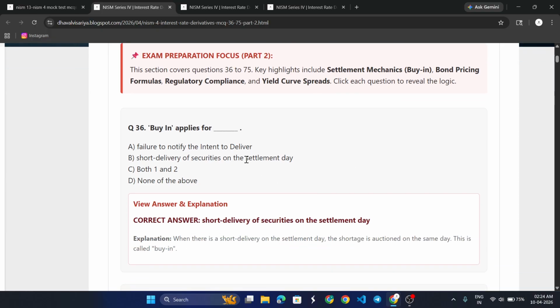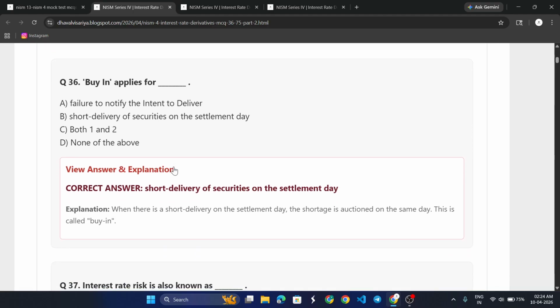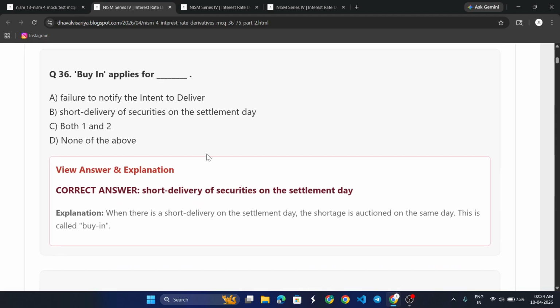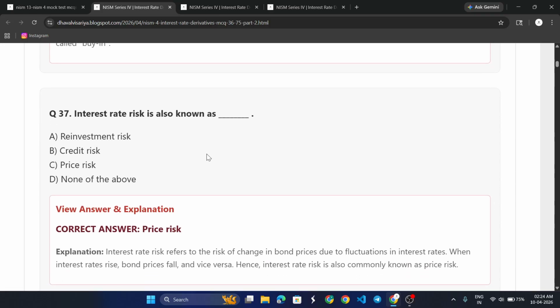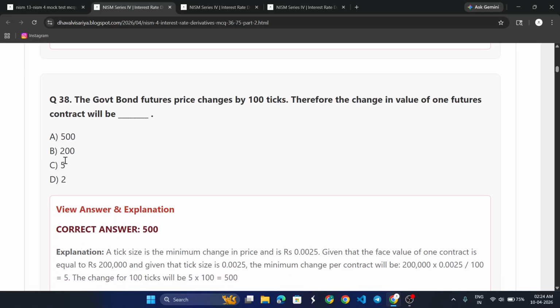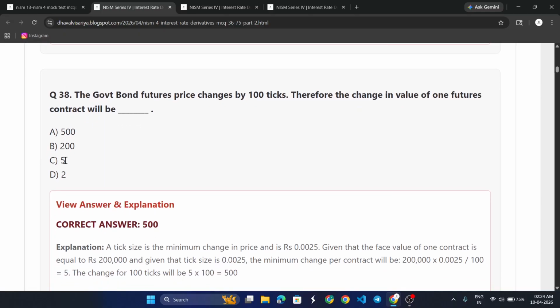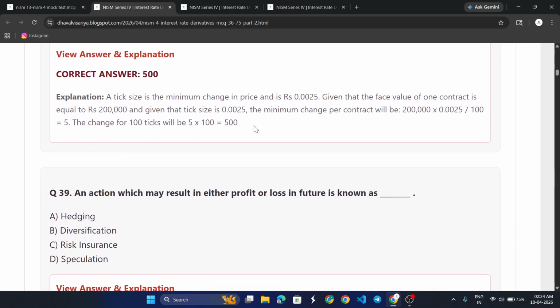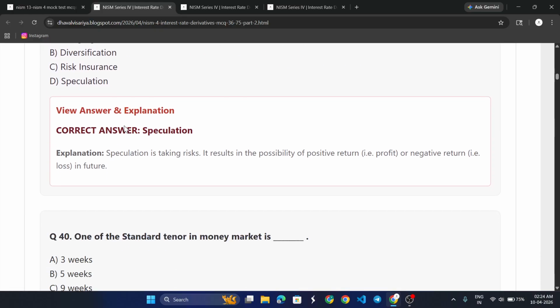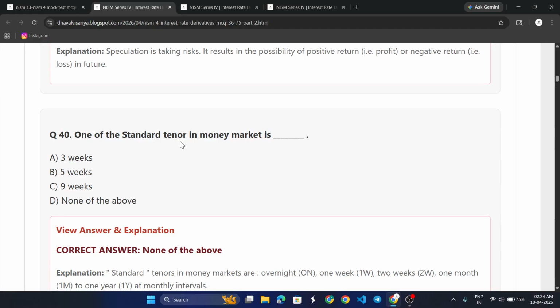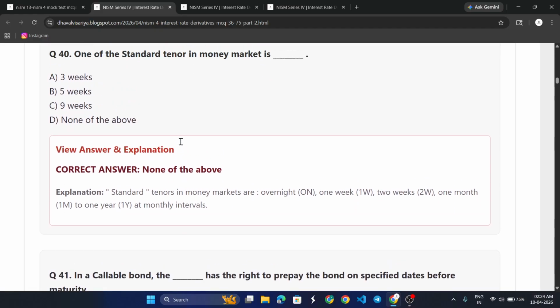Okay, 36. Buy in applies for failure to notify the intent to deliver. Short delivery: buy in applies for short delivered securities on the settlement day. Interest rate risk is also known as price risk. The government bond future price changes by 100 ticks. Therefore, the change in the value of one future contract will be 500. You can check the explanation. An action which may result in either profit or loss in the future is known as speculation. One of the standard 10-year instruments in the money market is none of the above. You can check.